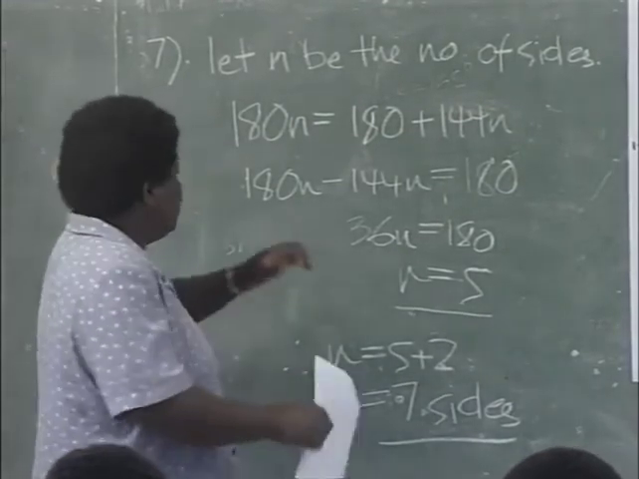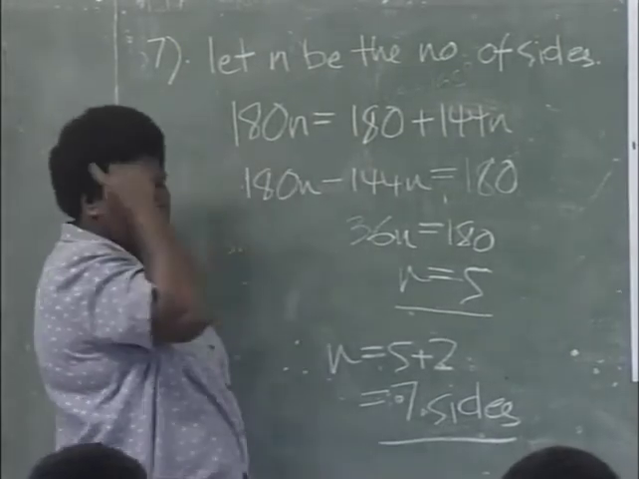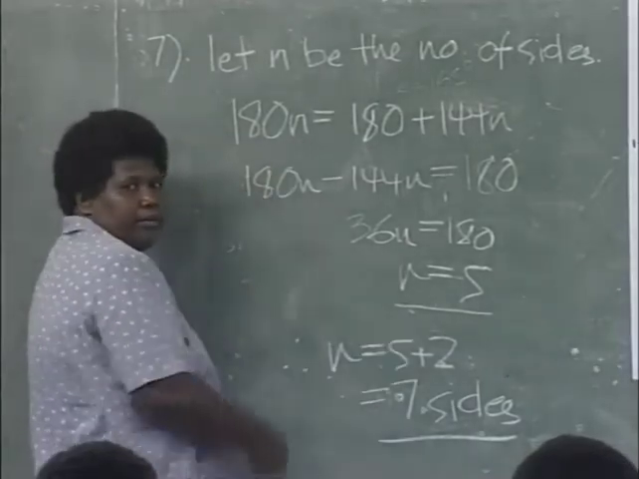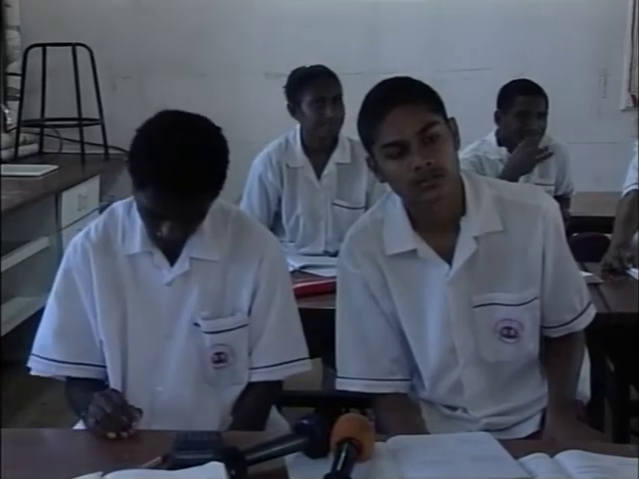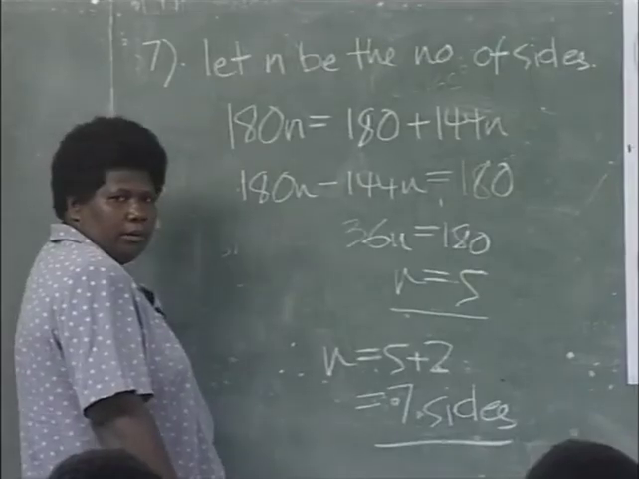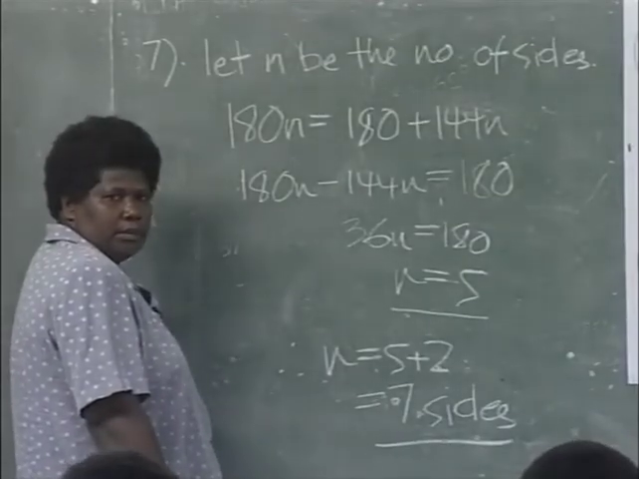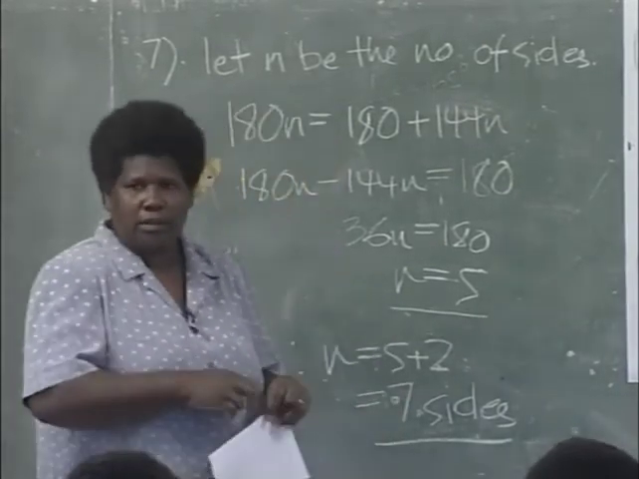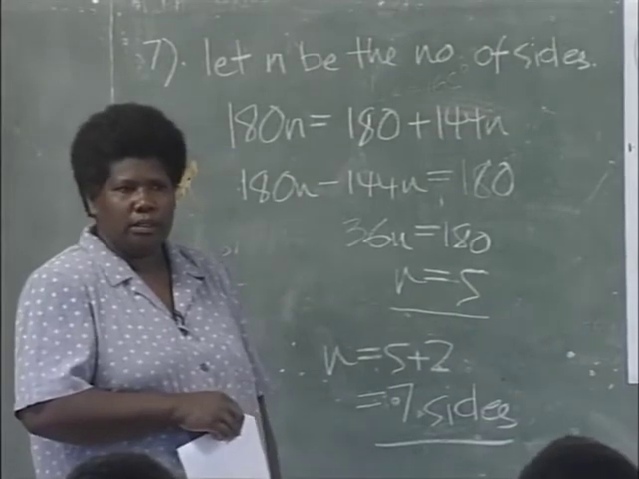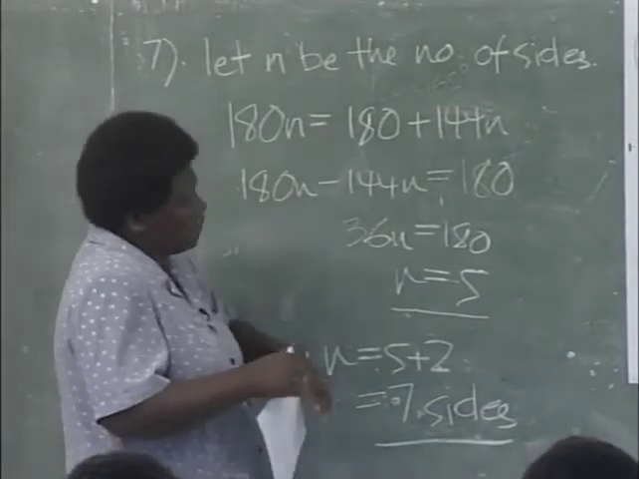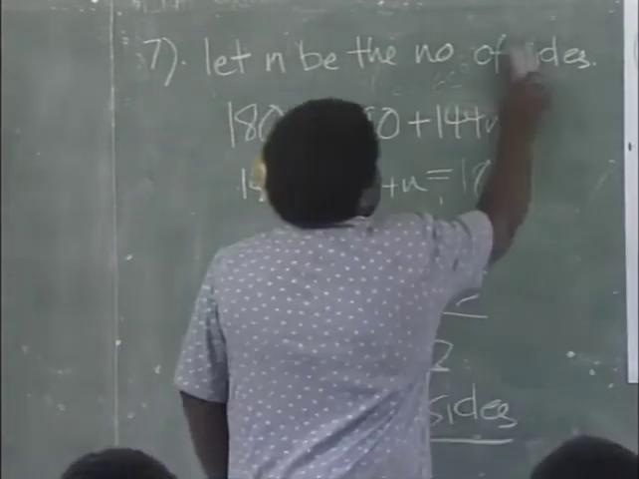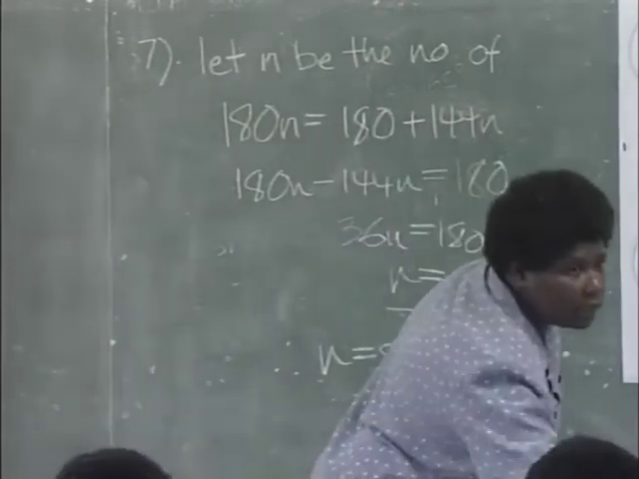Because I'm just looking at this and thinking about it, if you multiply 180 by n, it's really the number of triangles, because that will give you the sum of the angles in a polygon. Because the sum of the angles in a triangle is equal to 180. So can we change it to let n be the number of triangles? And I'll show you an alternative if n is the number of sides.